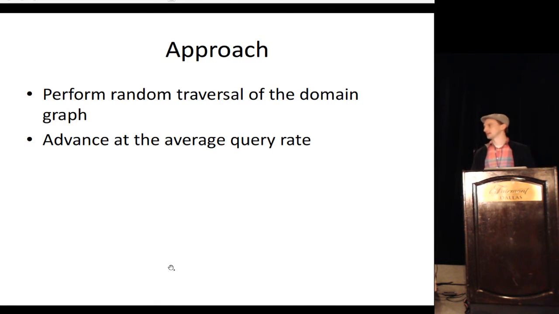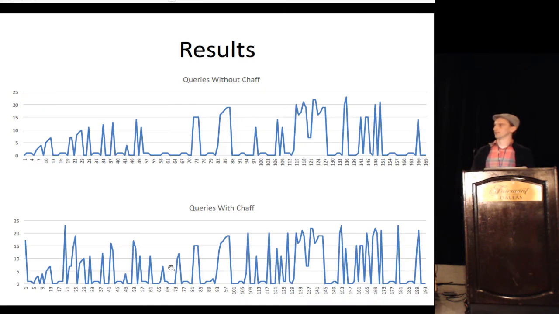The approach is what I just said. Given this domain graph, perform a random traversal at the average query rate. For the results, I realized this morning that I forgot to label the axes. The x-axis is the time, and the y-axis is an index or an identifier for the particular domain that was queried. On the top you have queries that are issued without chaff traffic, and at the bottom is that same graph superimposed with the addition of chaff, tuned to an appropriate level.